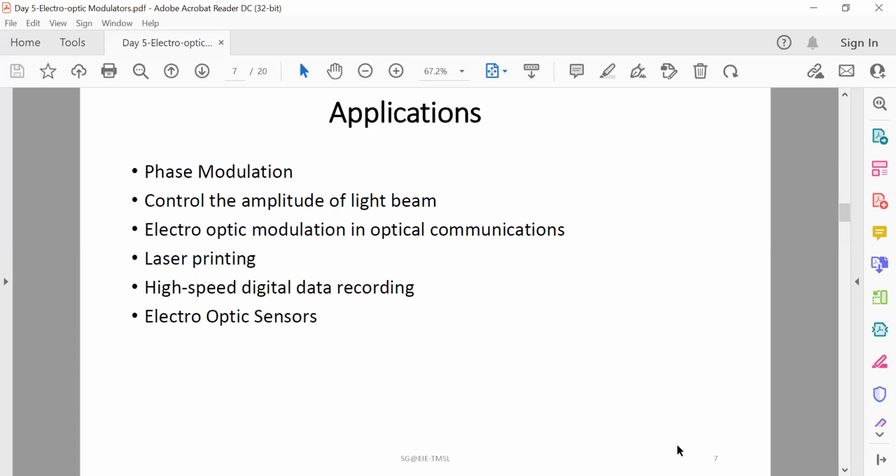This electro-optic effect is useful for imposing information on a light beam, which is basically called electro-optic modulation, and that is very useful in optical communications. This is also used in modulating the power of a laser beam for laser printing and high-speed digital data recording purposes. Also, this principle is applied in electro-optic sensors.